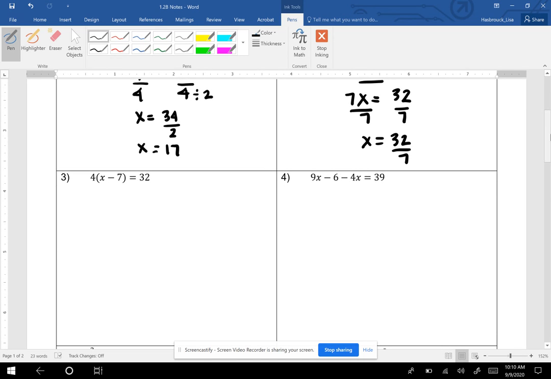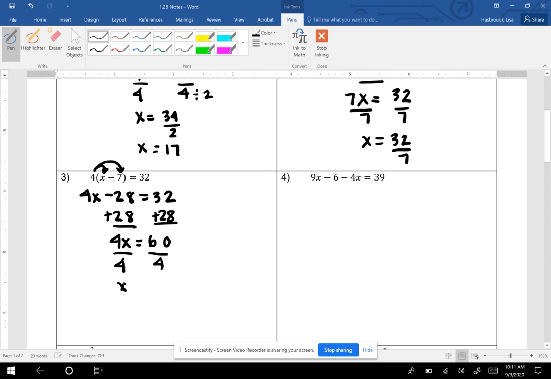For number 3, I want to distribute first. So whenever there's distributing, you want to make sure you finish that first. 4 times x is 4x. And then I also do 4 times the minus 7 to get a minus 28 is equal to 32. Now I want to move that minus 28, so I'm going to add 28 to both sides. 4x is now alone. It equals 60. And then I divide both sides by 4 to get x equal to 15.